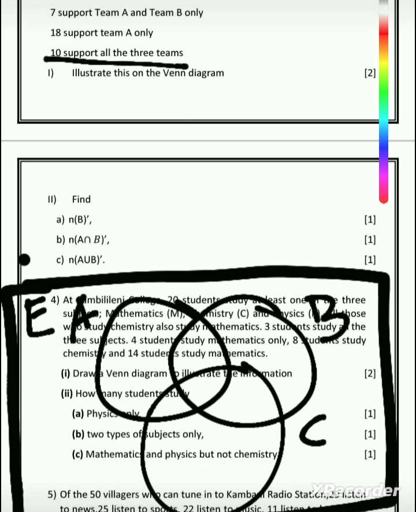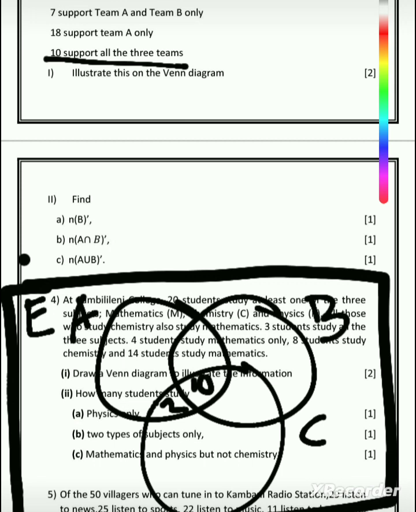Okay, so we're going to start from this one, which says all the 3 teams. So 10 support all the 3 teams. So we put 10 here. Then 18 support team A only. Again, I don't feel comfortable starting with those in one set, but I pick these who are in 2 sets. Two support team A and team C only. They have put only. You don't have to do any subtraction. You just have to put the way they have given you the number.